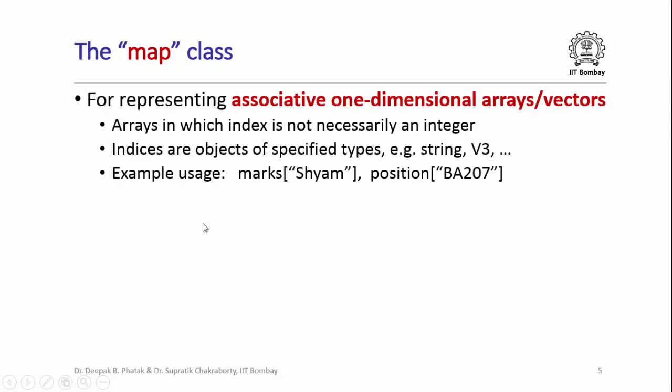Now, the map class, as it comes in the C++ standard library, is actually used for representing what are called associative one-dimensional arrays or vectors. So what are associative arrays?